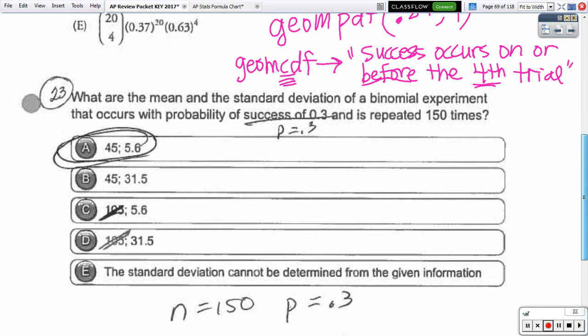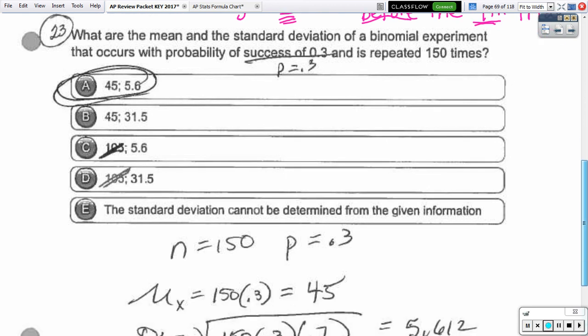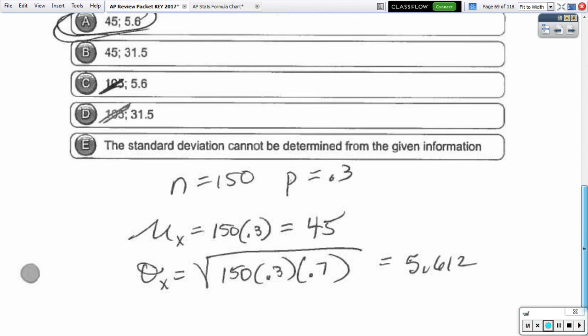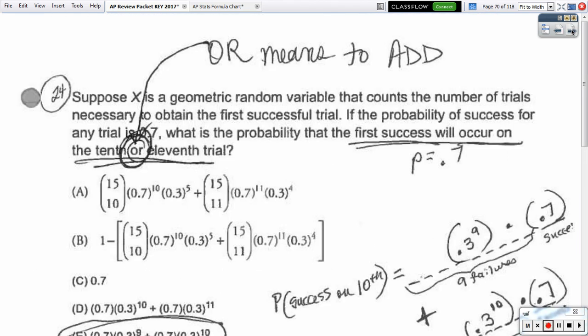All right, moving on. So 23, there's the mean and standard deviation. There you go. We've got that going on. It is a mean problem, and we've got an n of 150, so a straightforward formula. All right, and then number 24.